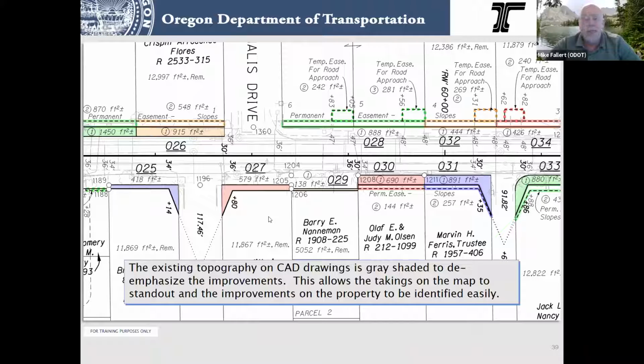We have a pen table that when we reference that in, it makes the topography go gray shaded. I can't remember the exact amount, but it's down there so you can see it, but it's not overpowering all the other stuff.